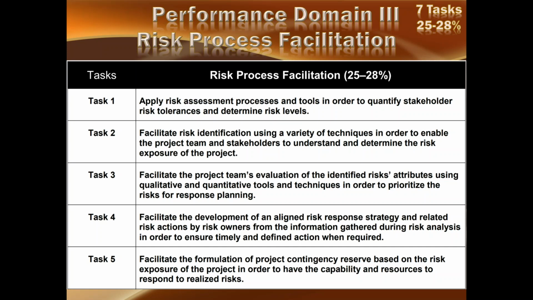And we have got how many tasks here? 7. So this is going to be about 7 questions per task you will be getting. So, what are the tasks? Number 1. Apply risk assessment processes and tools in order to quantify stakeholder tolerances and determine risk levels. First of all, apply risk assessment processes and tools. Then quantify stakeholder risk tolerances. Determine risk levels.